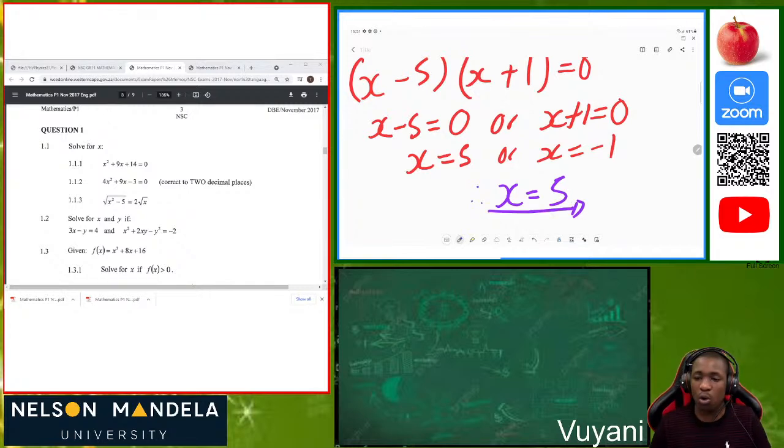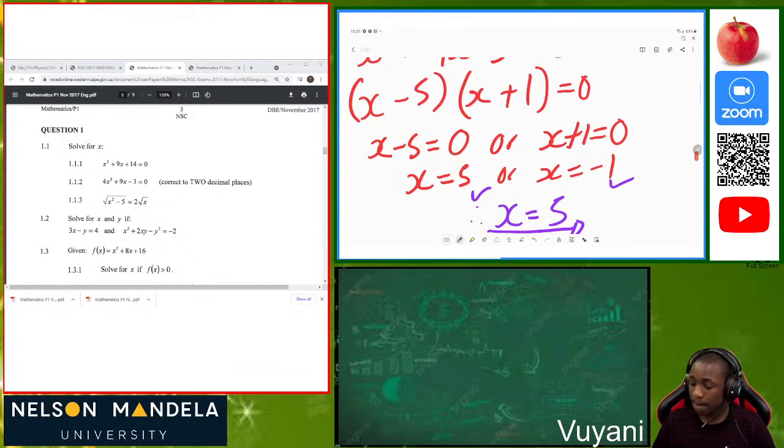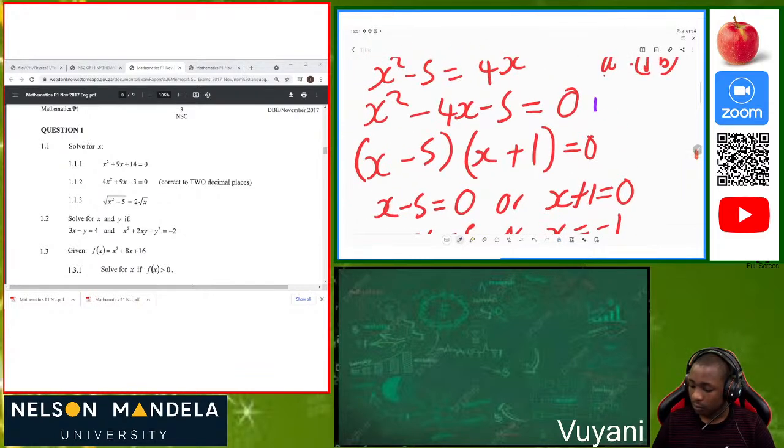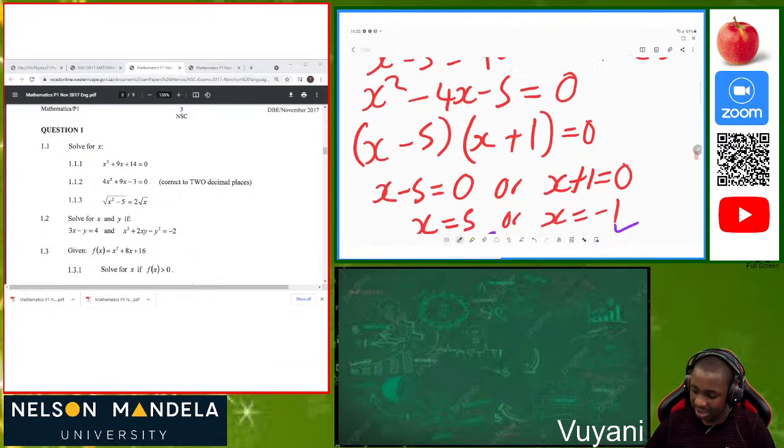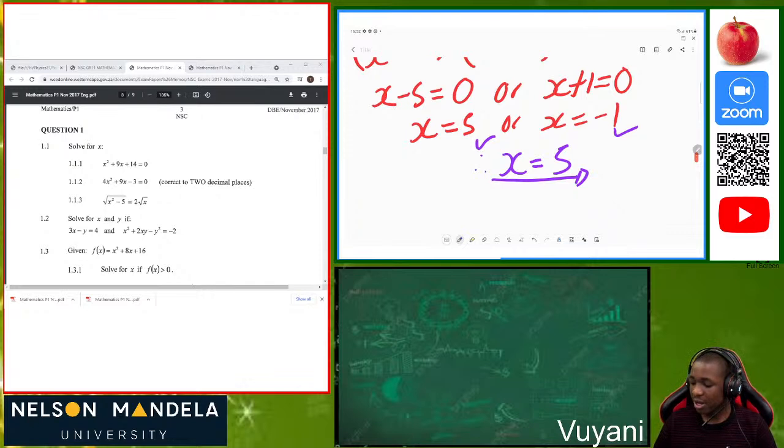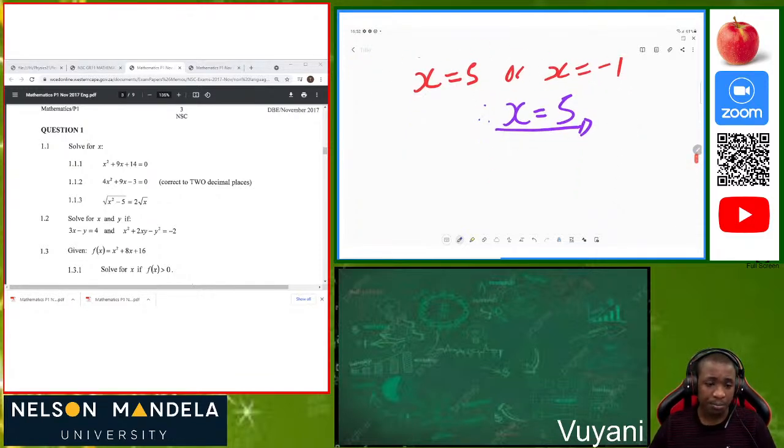Don't forget to conclude. It's a must that you conclude, because there is a mark for conclusion. There is a mark for this one. There's a mark for this one. There's a mark for you to be somewhere, to be here. There's also a mark there. So please don't forget to have your final answer, which you're going to select on your own.